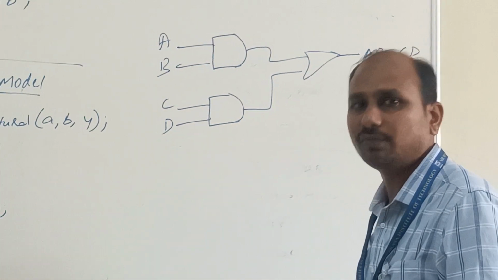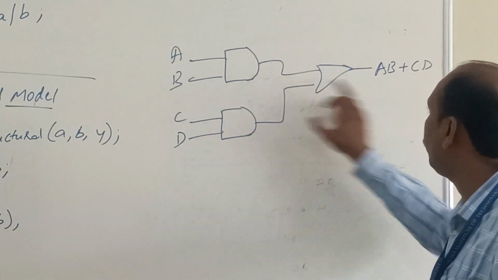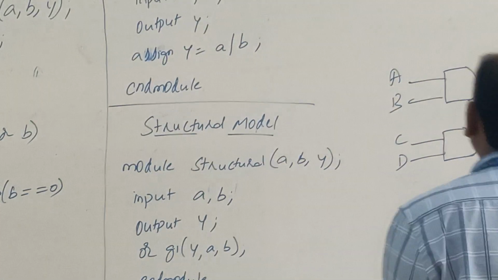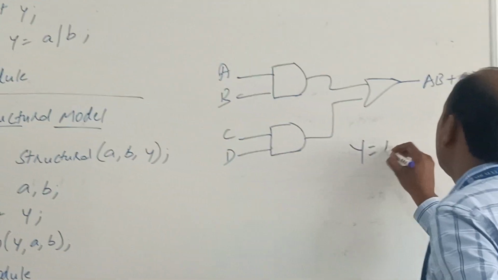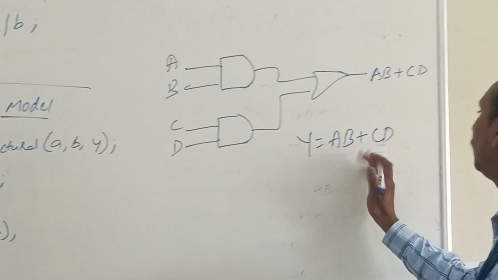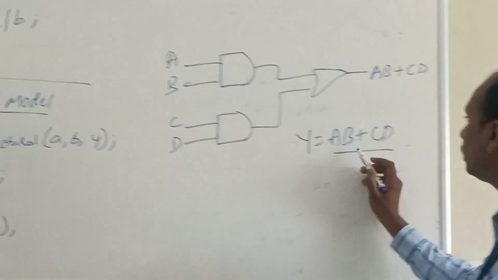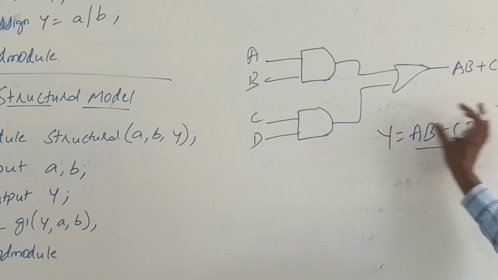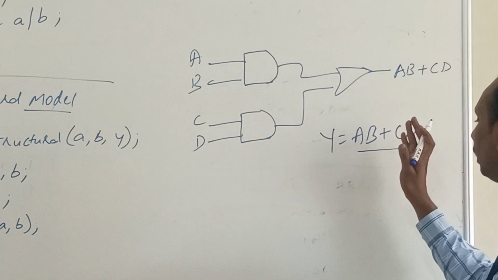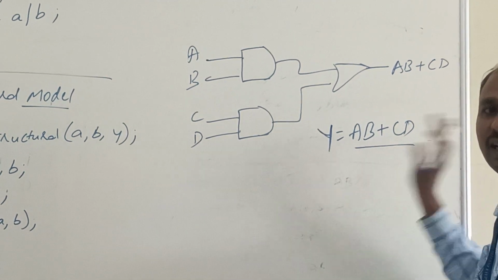The second one is the dataflow model. The dataflow model directly tells which formula the output depends on. In this case, my output depends on Y equals AB plus CD. This is the data flow from the right hand side to the left hand side, and this is the expression for the whole circuit, AB plus CD. After evaluating this expression, the data flow moves from the right hand side to the left hand side, which is the variable Y. This is called the dataflow model.